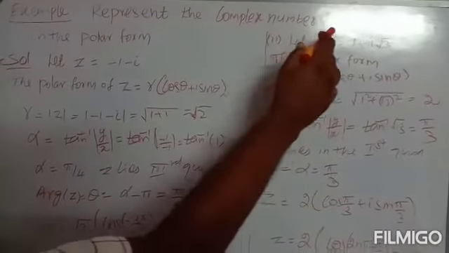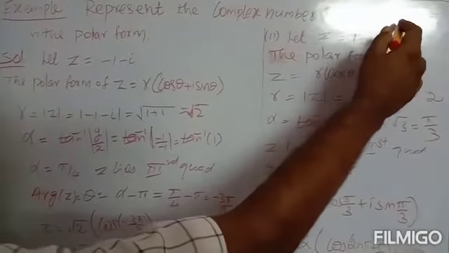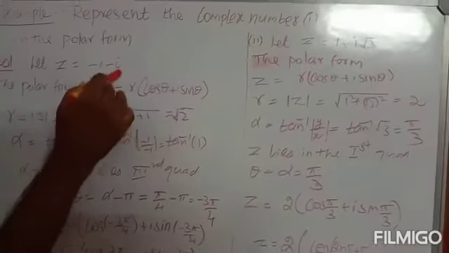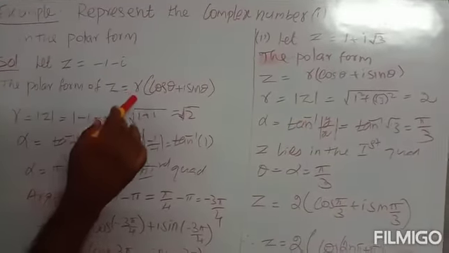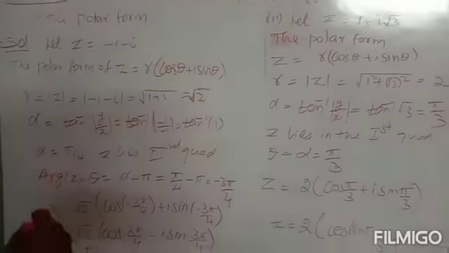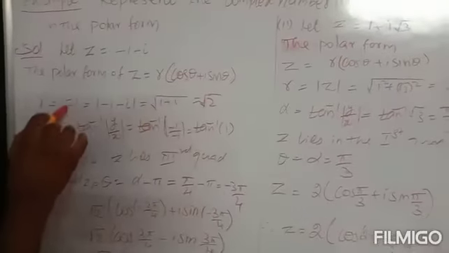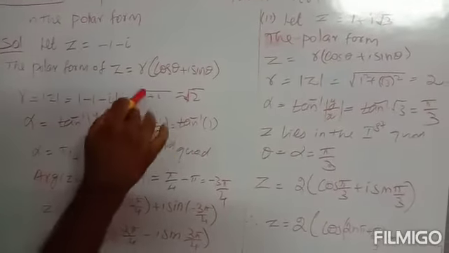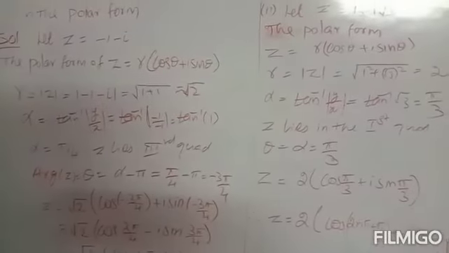Represent the complex numbers minus 1 minus i and 1 plus i root 3 in the polar form. Solution. Let z is equal to minus 1 minus i. The polar form of z is equal to r into cos theta plus i sin theta. r, that is modulus z, is equal to modulus of minus 1 minus i, that is equal to square root of 1 plus 1, that is equal to square root of 2.